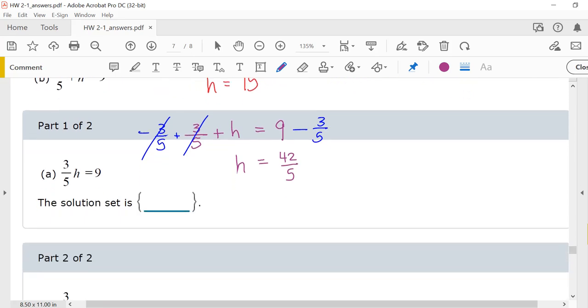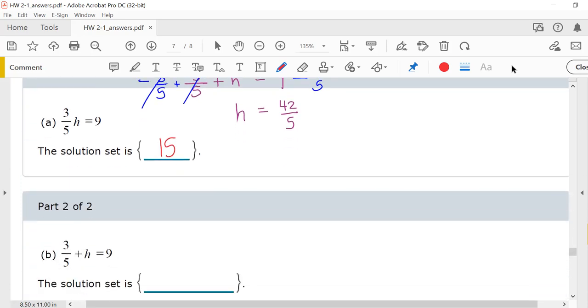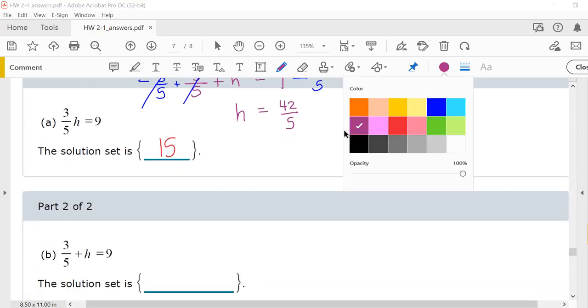What does it want you to do? For part A, the answer was 15. And for part B, the answer was 42/5.